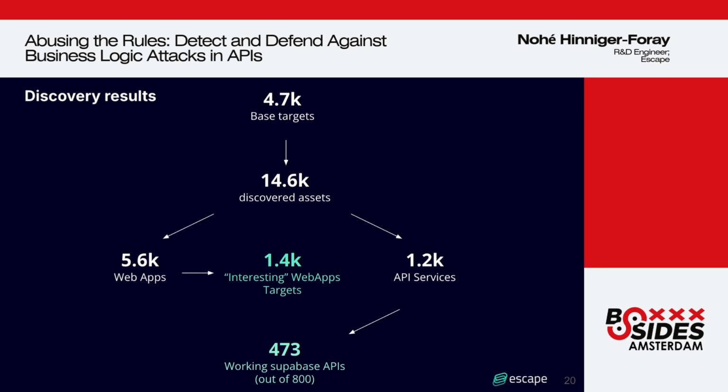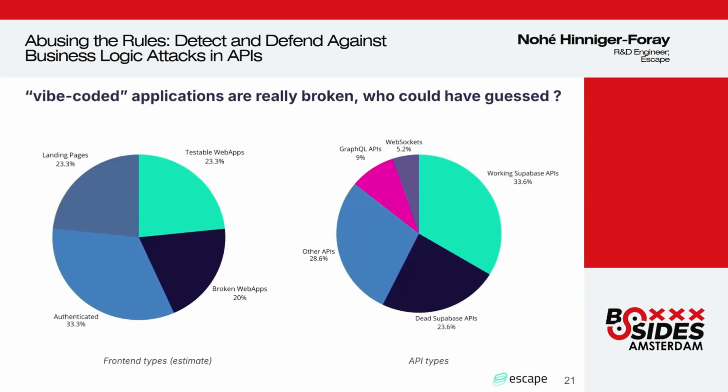We discovered 15,000 assets in total, and out of those we extracted about 1.5 thousand web apps that we want to pen test, and about 500 Supabase-based APIs. I'll just explain why we filter those and how we did that.